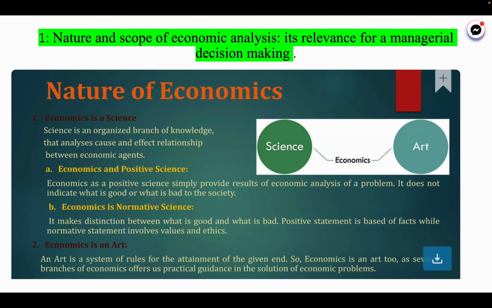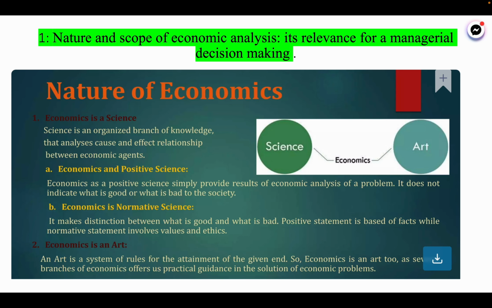So in this topic, first we start from nature and scope of economic analysis, its relevance for managerial decision making. So here, the science nature of economics, if we talk about, what actually economics is. Economics is a science, an organized branch of knowledge that analyzes cause and effect relationships between economic agents, and it has two parts, positive science and normative science. Economics as a positive science simply provides the result of economic analysis of a problem. It does not indicate what is good or bad for society.